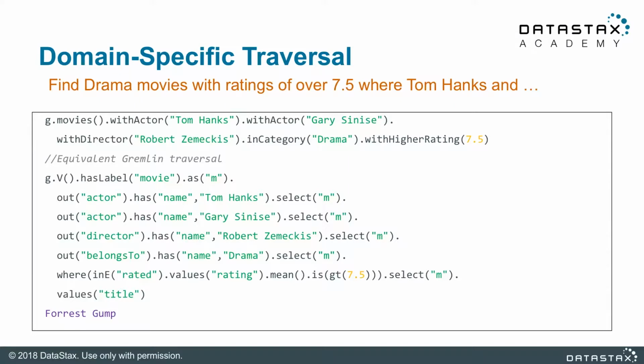Finally, we're going to put together the other steps that we laid out in our hypothetical DSL. We're going to look for movies with actor Tom Hanks and the actor Gary Sinise. Then, we also want to look for those movies with the director Robert Zemeckis in the drama category, but we also want to find those movies with a rating higher than 7.5. And this also ends up being Forrest Gump. You can see the equivalent traversal on the bottom part of the code.